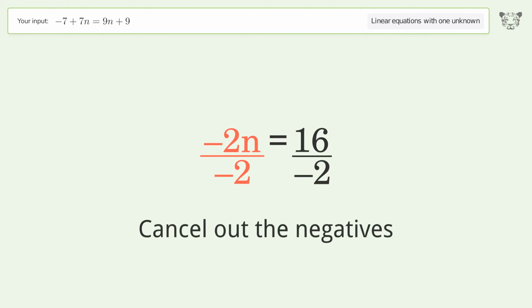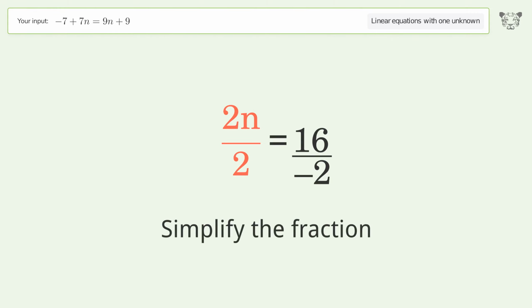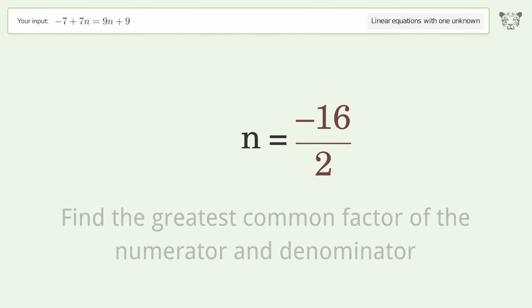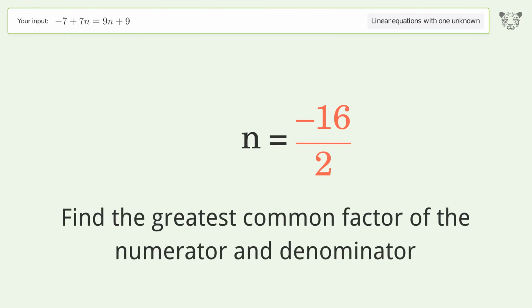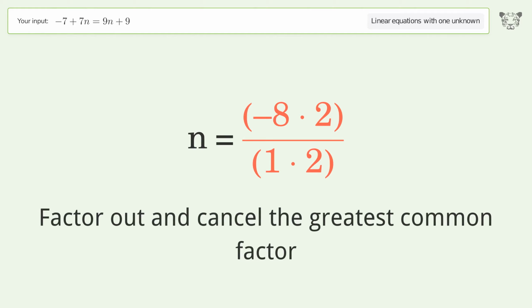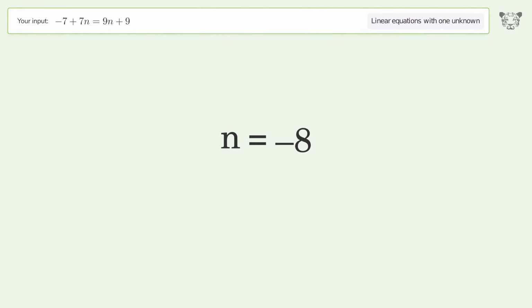Cancel out the negatives. Simplify the fraction. Simplify the arithmetic. Find the greatest common factor of the numerator and denominator. Factor out and cancel the greatest common factor. And so the final result is n equals -8.